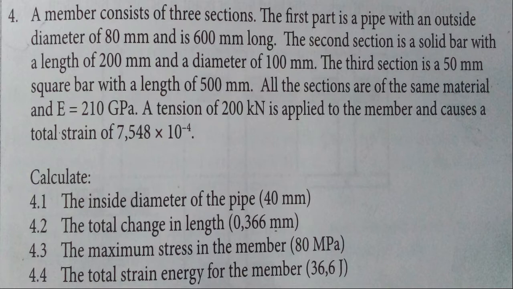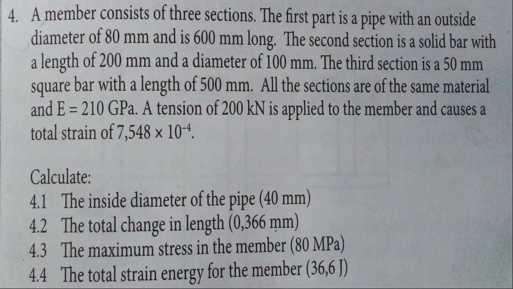Today we are doing another exercise on gradually applied loads. The exercise that we are going to look at reads as follows. A member consists of three sections. The first part is a pipe with an outside diameter of 80 millimeters and is 600 millimeters long. The second section is a solid bar with a length of 200 millimeters and a diameter of 100 millimeters. The third section is a 50 millimeter square bar with a length of 500 millimeters. All the sections are of the same material and the Young's modulus is 210 gigapascal.